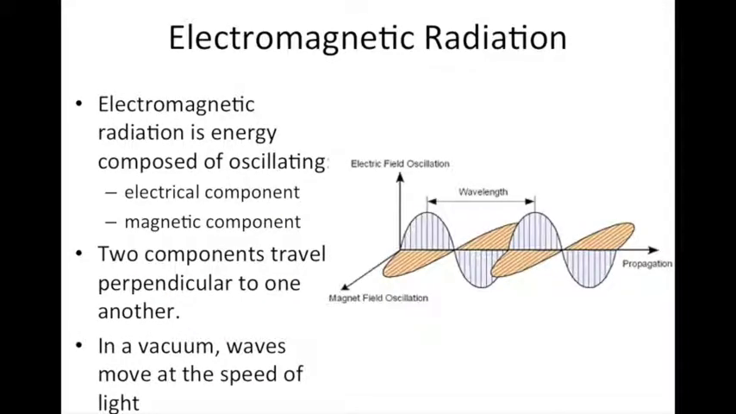Electromagnetic radiation is basically composed of two components. You have an oscillating electrical component, which you can see here, and then perpendicular to that you have an oscillating magnetic component. So each electromagnetic wave is composed of an electrical and a magnetic component which are perpendicular to each other. The wave moves in a vacuum at the speed of light.